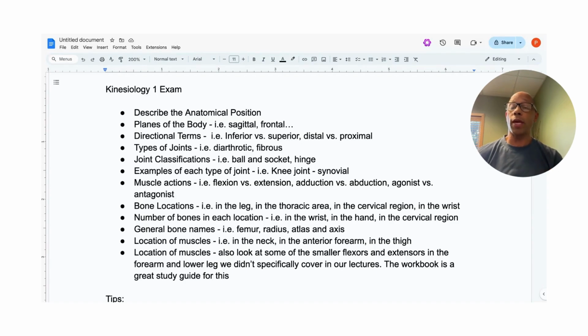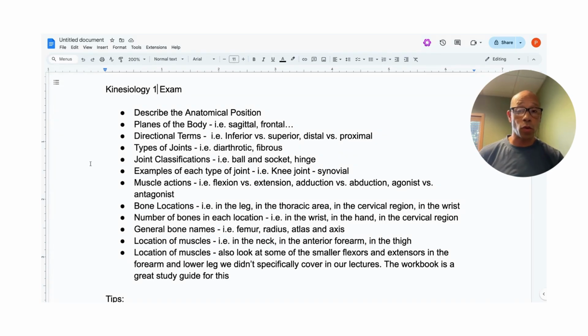Then we also have directional terms. Directional terms would be those things such as inferior versus superior. So inferior is closer to the feet versus superior closer to the head. Distal and proximal, which again refer only to the limbs. So distal being further away from the midline of the body, proximal being closer to the body.